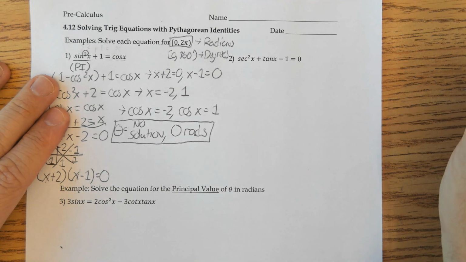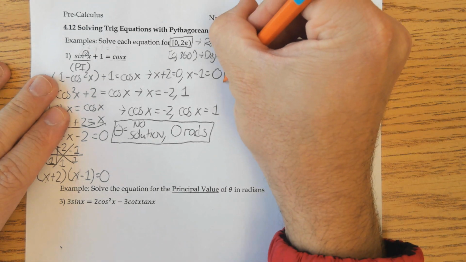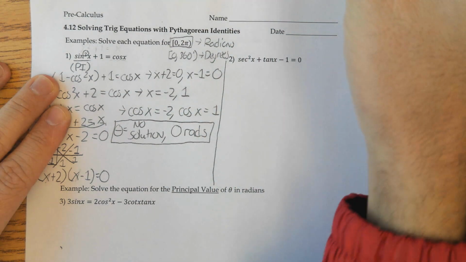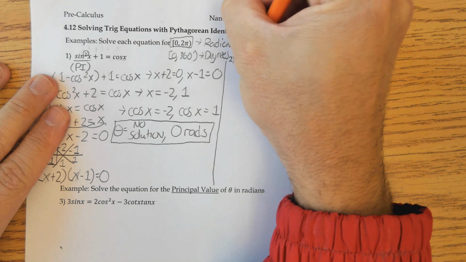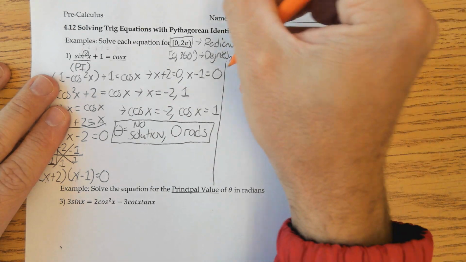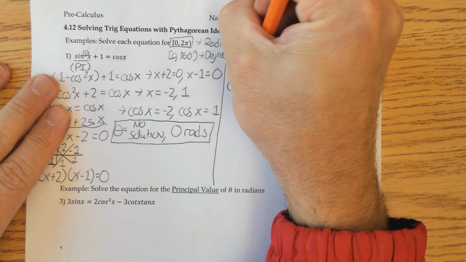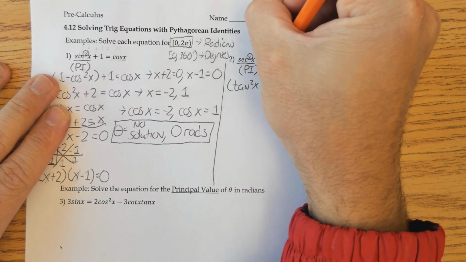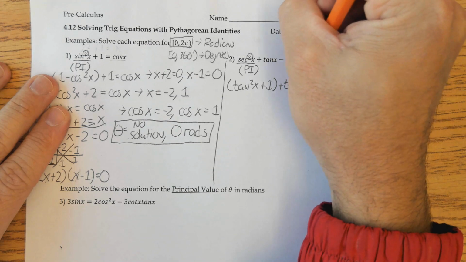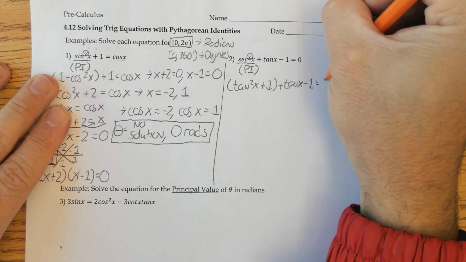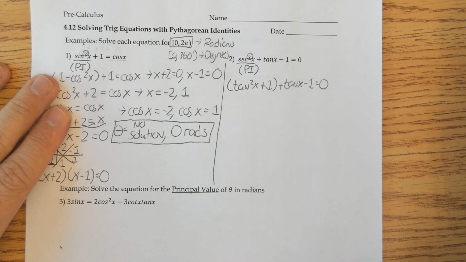Okay, all right, number 2. First thing I see is this secant squared x, and so I'm going to assume I can do a Pythagorean identity with that, which I can, and that is going to equal tangent squared x plus 1 plus tan x minus 1 equals 0. Now we're going to drop the parentheses there because it's just addition between the two and combine like terms.